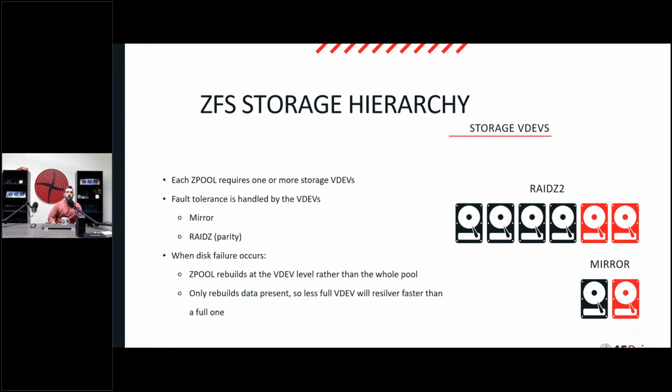And so when a disk failure occurs, the Z pool rebuilds at the VDEV level rather than the entire pool. So you have a pool that only rebuilds the data that is present. A less full VDEV will resilver faster than a full one.